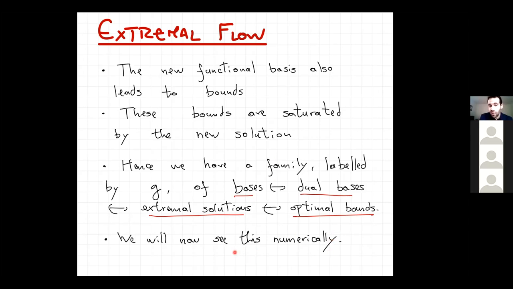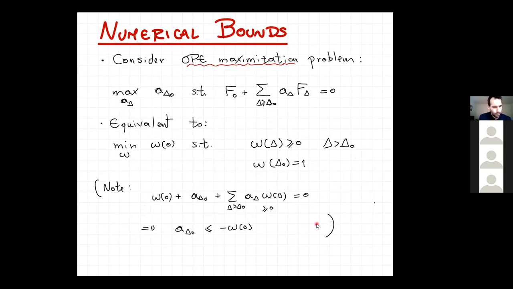And we can see this numerically. So let us consider then the OPE maximization problem. The OPE maximization problem can be formulated as this. So we ask, what is the maximal allowed value of A at some scaling dimension, which I call delta zero, such that the crossing equation is satisfied? And we're going to impose that the spectrum begins at delta zero. So we set the gap and we ask, what is the maximal allowed value of the OPE coefficient at the gap, consistent with crossing? Okay, this is a way of probing the boundaries of solution space.